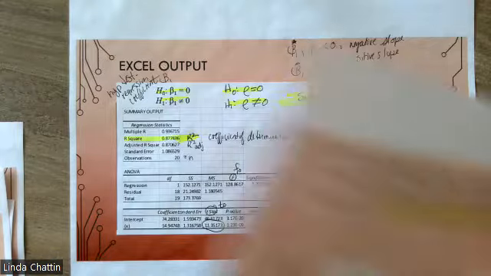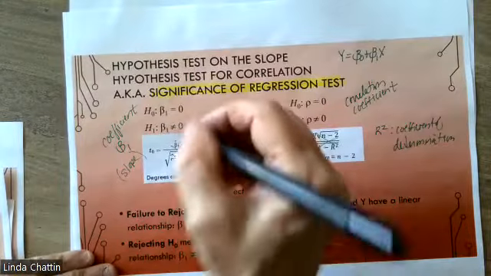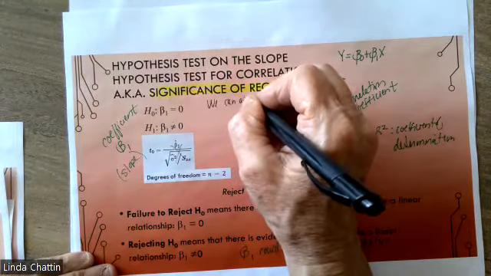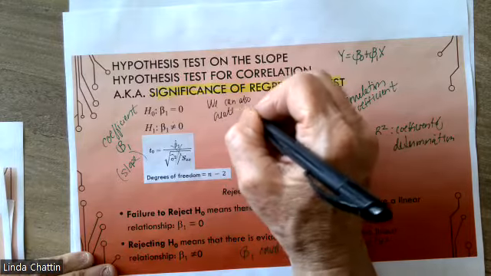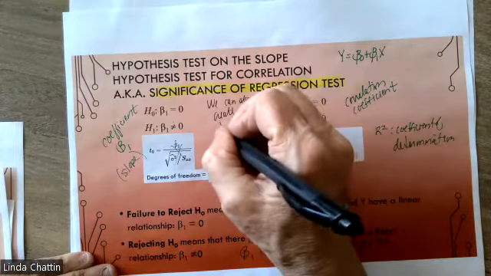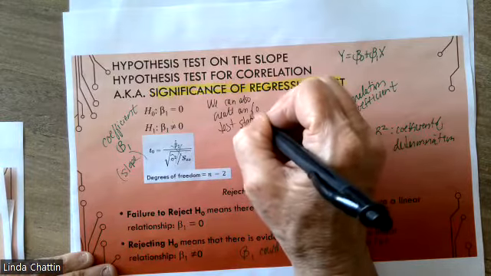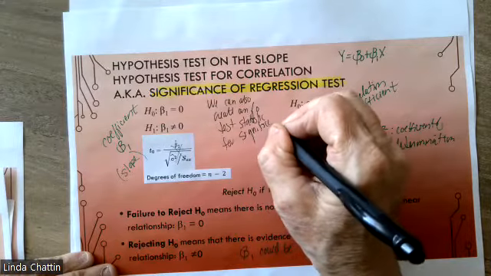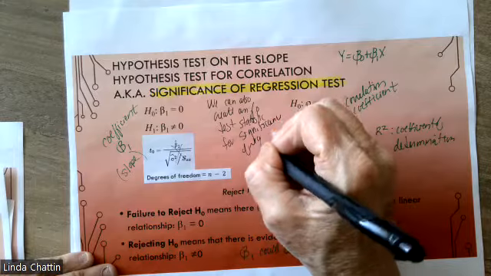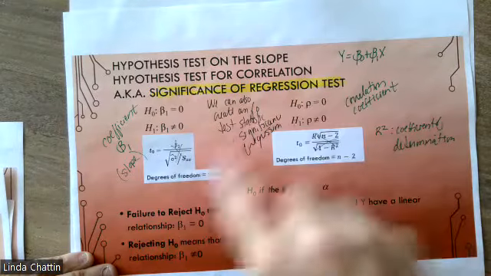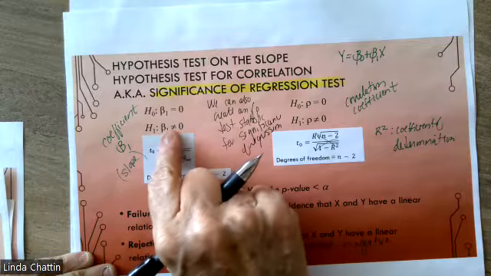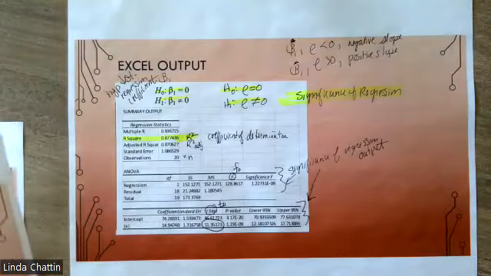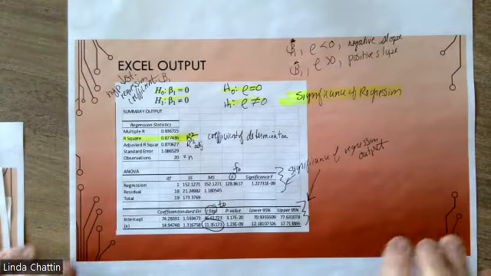Now, another thing I want to point out is when you're doing a significance of regression test, I'm going to put it right in the middle here. So we can also create an F naught test statistic for significance of regression. So we've really got three test statistics going on here. We've got a T naught if you're looking at the slope. We've got a T naught if you're looking at the correlation. And we've got an F naught if you're just looking to see if there's any relationship at all.